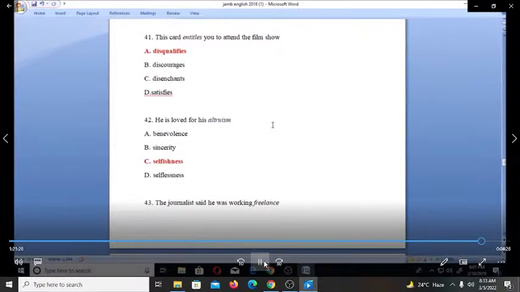42. He is loved for his altruism. So what's the opposite meaning to altruism? Is it A, benevolence, B, sincerity, C, selfishness, D, selflessness? The opposite is selfishness.